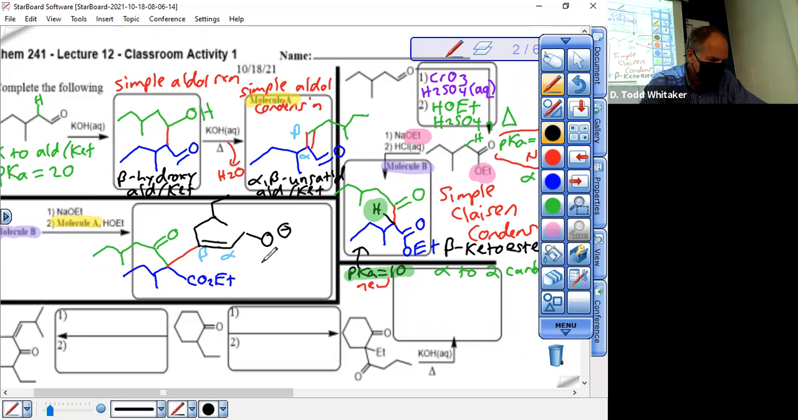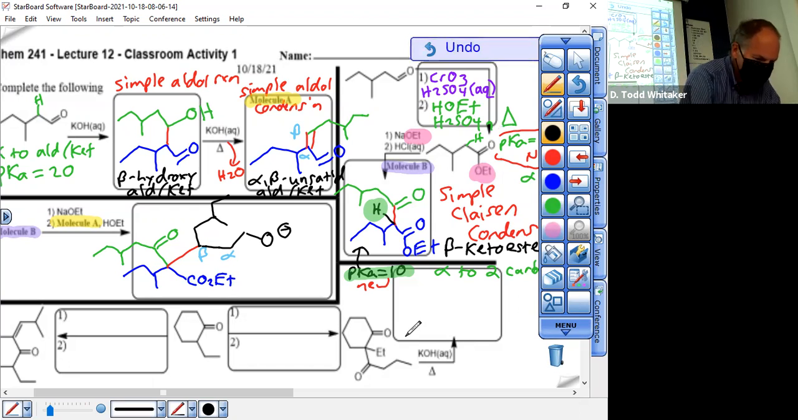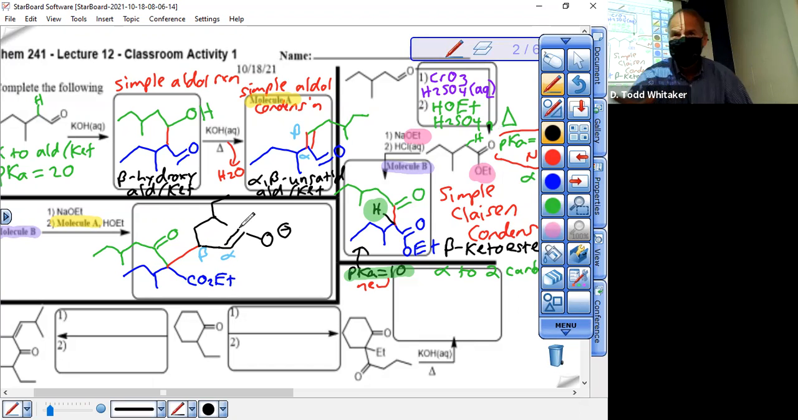Something's fishy though. The double bond's in the wrong spot. It should be up here. My goodness. I knew something was fishy. It wasn't an enolate, I lied. I didn't mean to. That's an enolate.